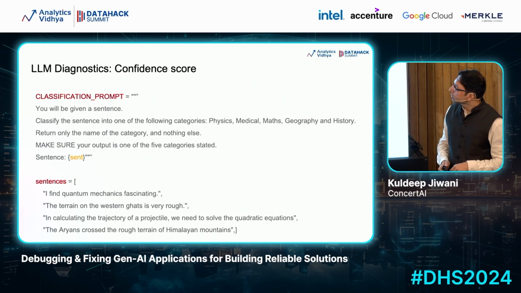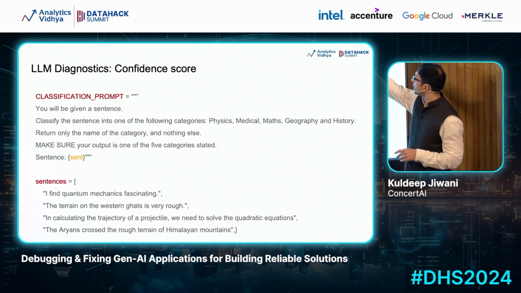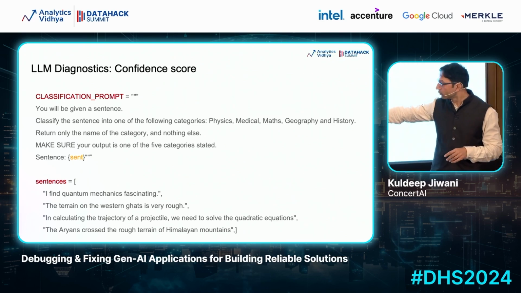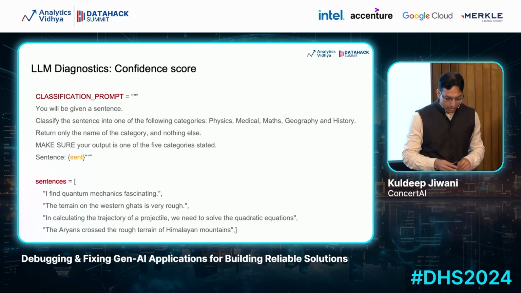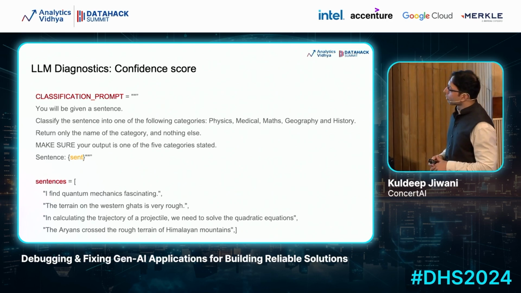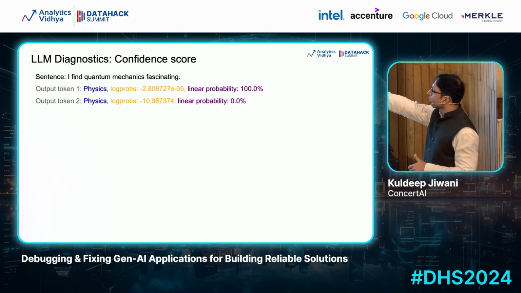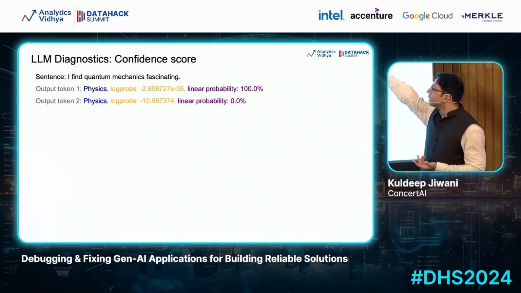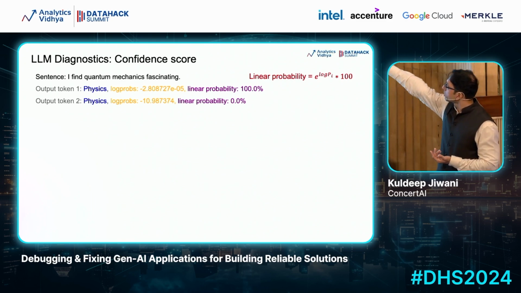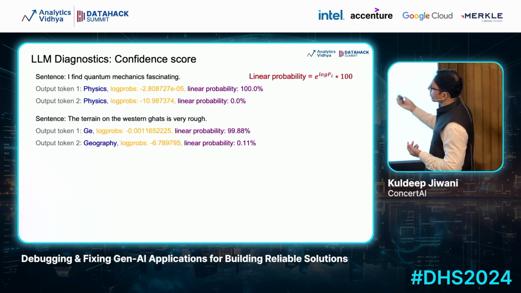The first one is a classification problem. I'm asking you to classify a sentence into categories: physics, medical, maths, geography, and history. There are four sentences below: one is very clear, the second slightly vague, the third confusing. I want to see how we can judge the performance of the model. The first one says quantum mechanics is physics, 100% confident. Just to let you know, you can convert log probability to a normal percentage with this formula: raise e to the power of it and multiply by 100. That's easy. Now, the second example.